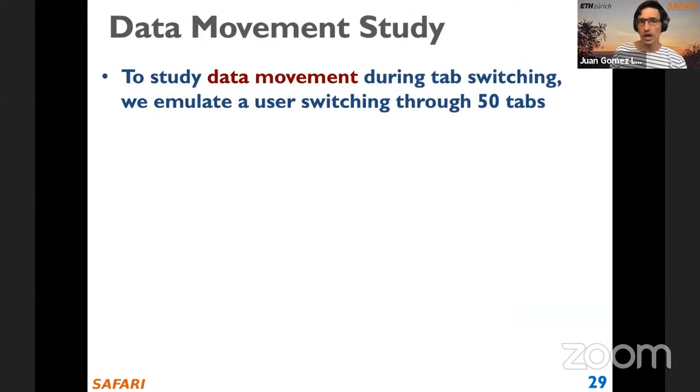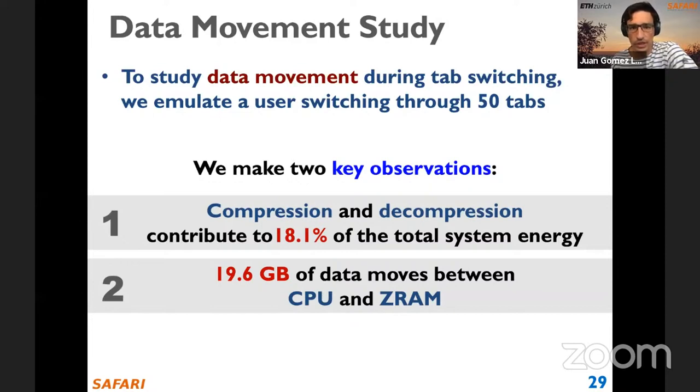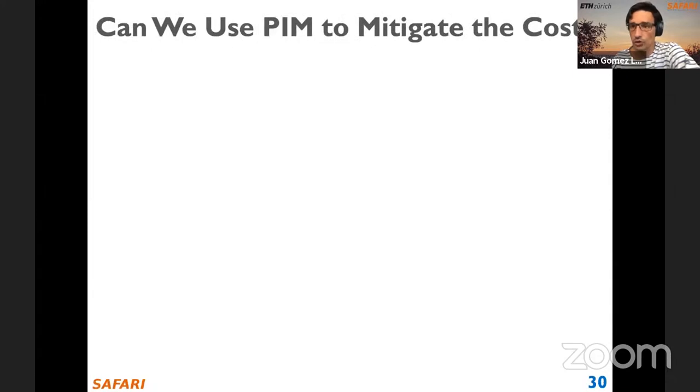So we did here a data movement study during tab switching to measure the amount of data movement that takes place. And to do so, we emulate a user switching through 50 tabs. There are two key observations from this analysis. The first one is that compression and decompression take 18.1% of the total system energy. And the second one is that for these 50 tabs with different web pages, a large amount of data movement was measured: almost 20 gigabytes of data were moved between CPU and ZRAM. So we should try to deal with these two.